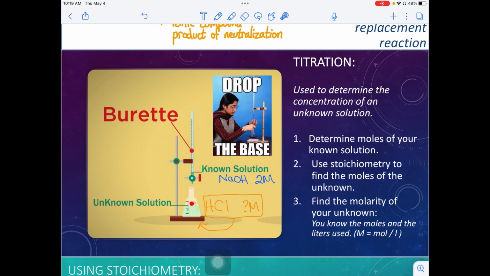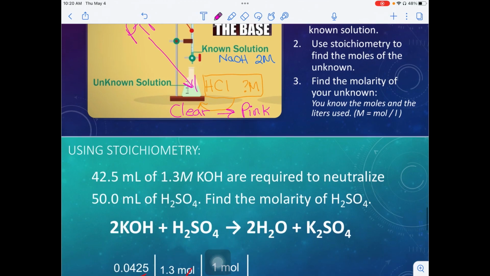In order to find out if this is neutralized, you're either going to use a pH meter, an indicator, or what we like to use a lot is phenolphthalein. And you saw this one before. So phenolphthalein in this case is going to start out clear if we're dropping the base. And then as we drop it, it's going to start to turn pink. If you reverse this and you add the acid to the base, you're going to get the opposite because phenolphthalein is clear in an acid and pink in a base.